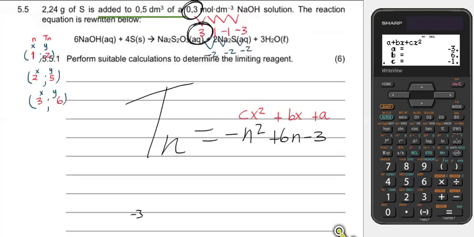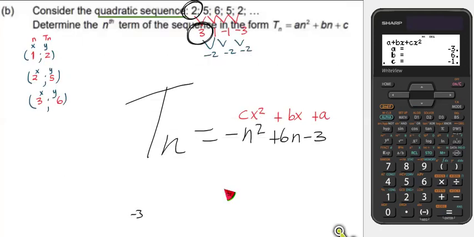All right, this one we don't do. This is not us. That was chemistry.